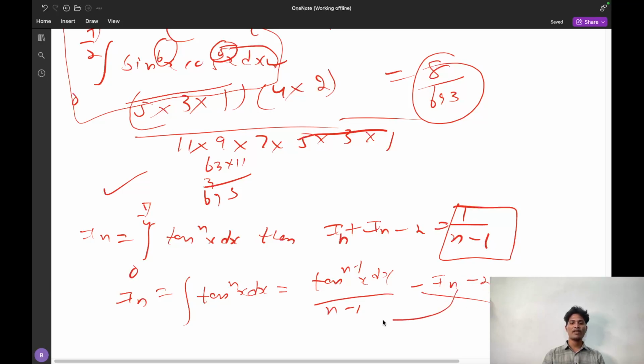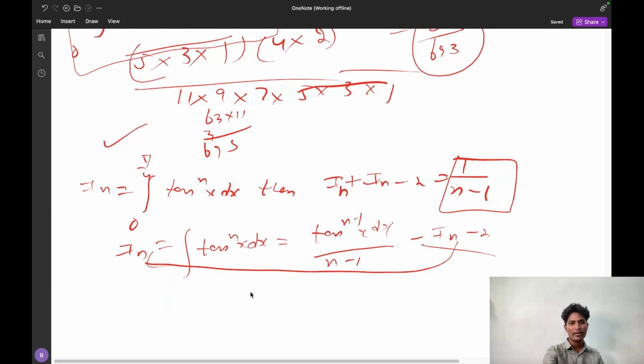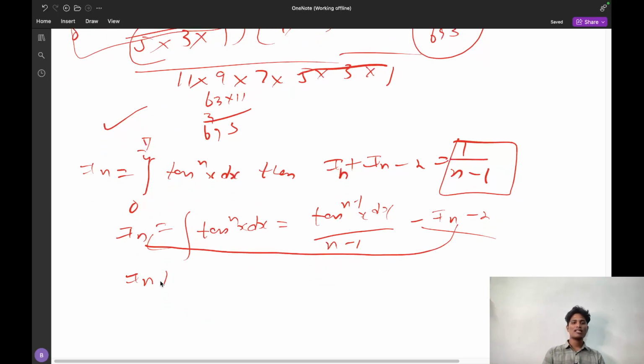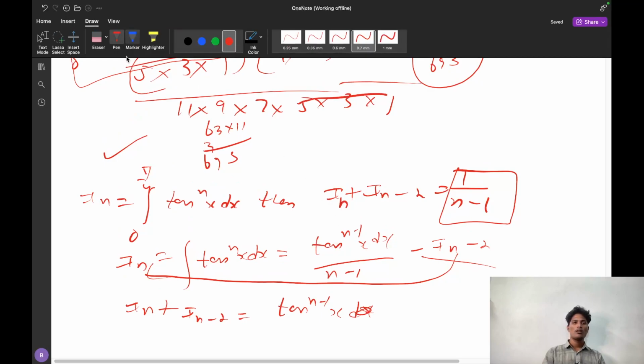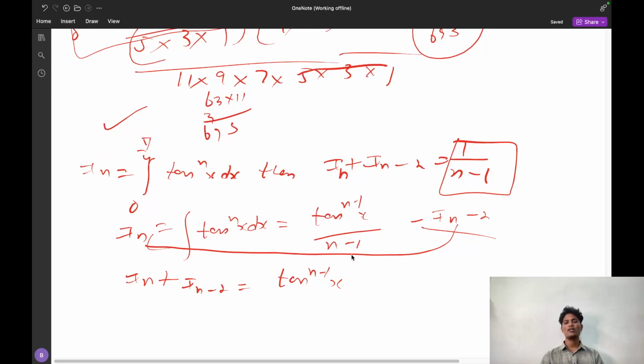So this In minus 2, if I bring it here, what will I get? I will get In plus In minus 2 is equal to tan n minus 1 x. There is no dx, sorry. There is no dx because we have solved that one. So there will be no dx here, and if I observe, that will be tan n minus 1 divided by n minus 1. So this is the answer.